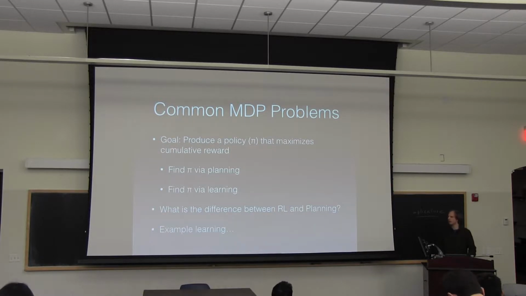So just to kind of drill this home, I'd like to give an example. Yeah, you have a question? So if RL doesn't have the transition model or the reward, in what ways does it make it better than planning? It's not better than planning. It's just a different problem, right?